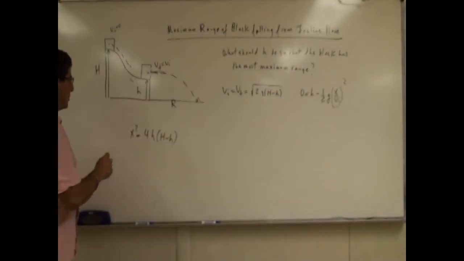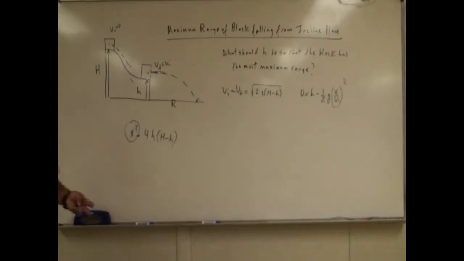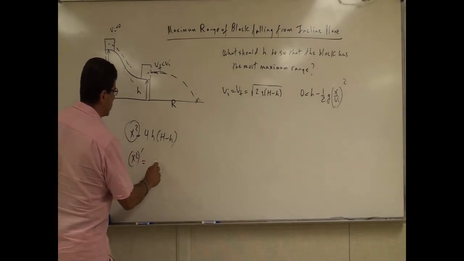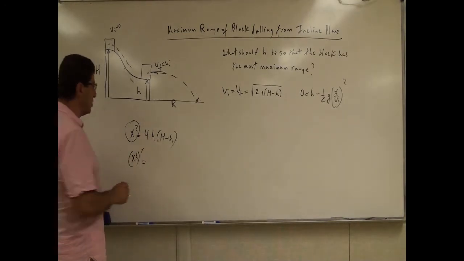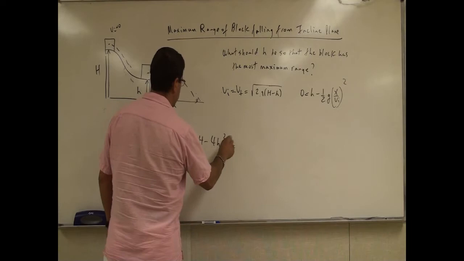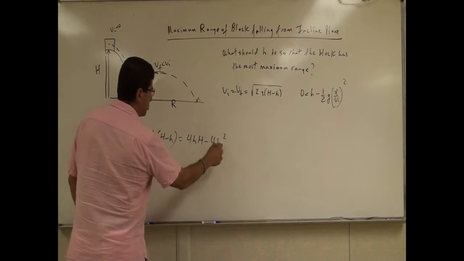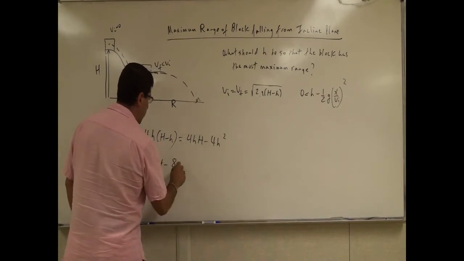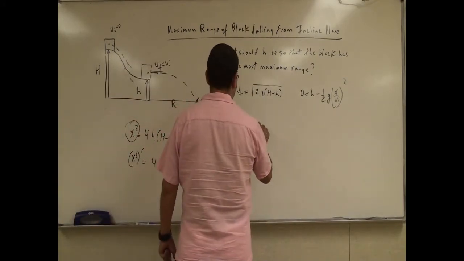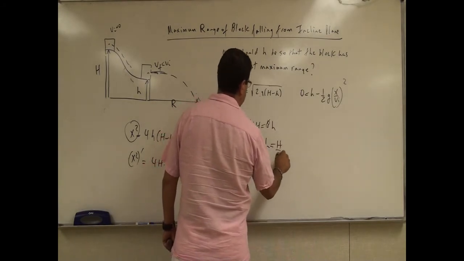How can we maximize this function? We can take the derivative. As long as I maximize x squared, I can also maximize x, right? So I can take the derivative of x squared with respect to little h. This equation is 4hH minus 4h squared, right? So the derivative of this is 4 capital H minus 8h. Set this equal to 0, and then you get 4 big H is 8 little h, and then dividing, h is equal to big H over 2.